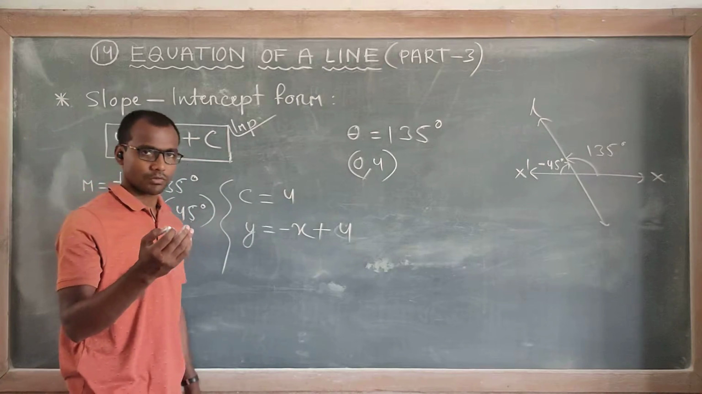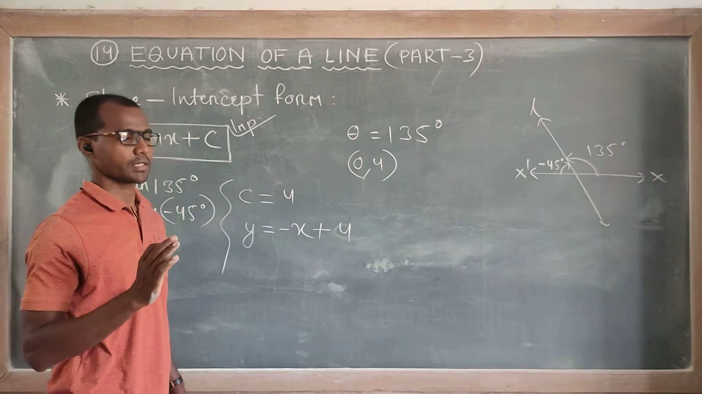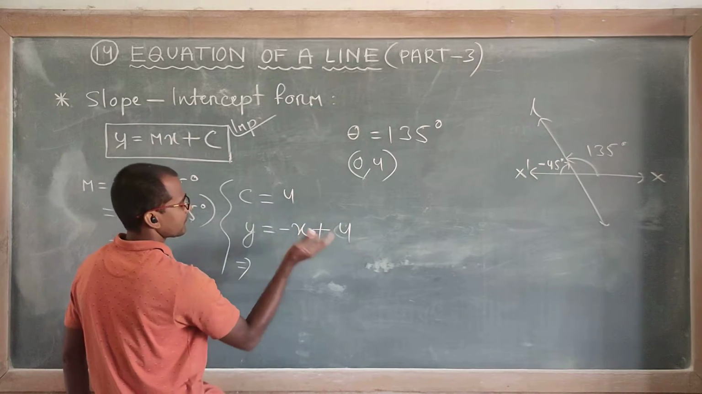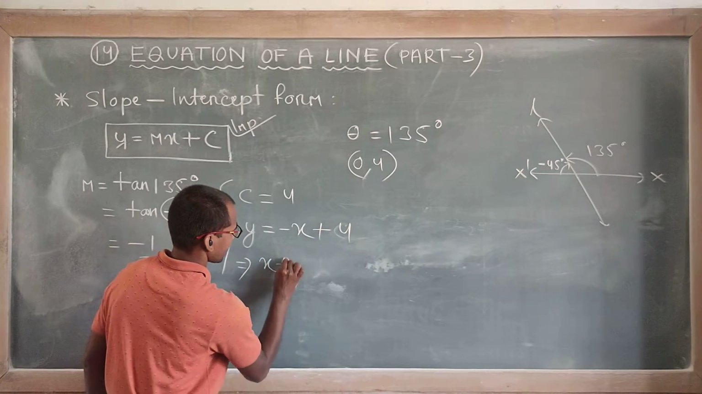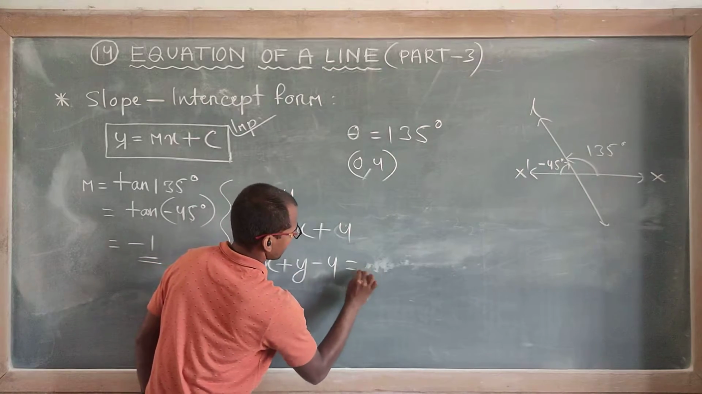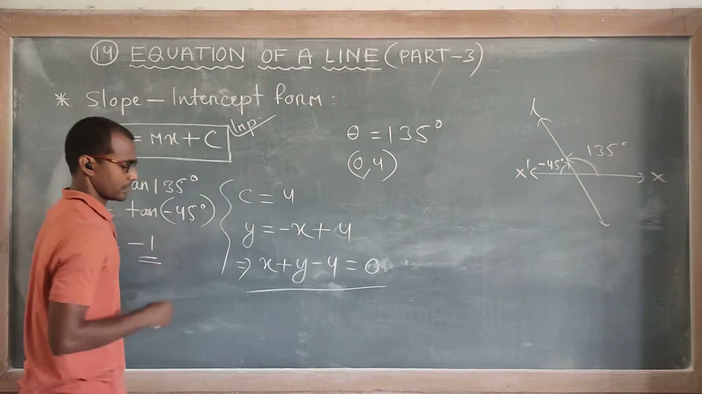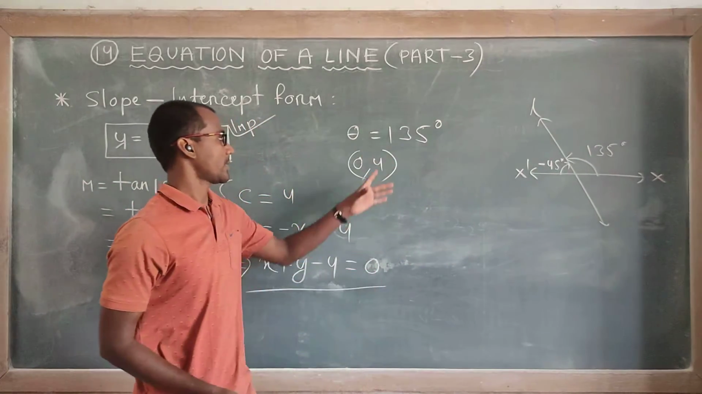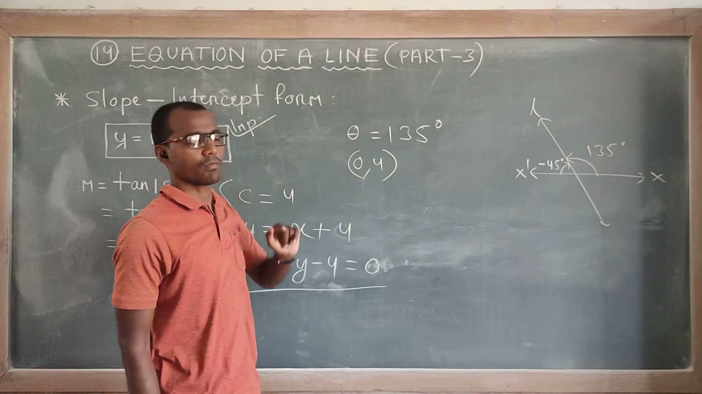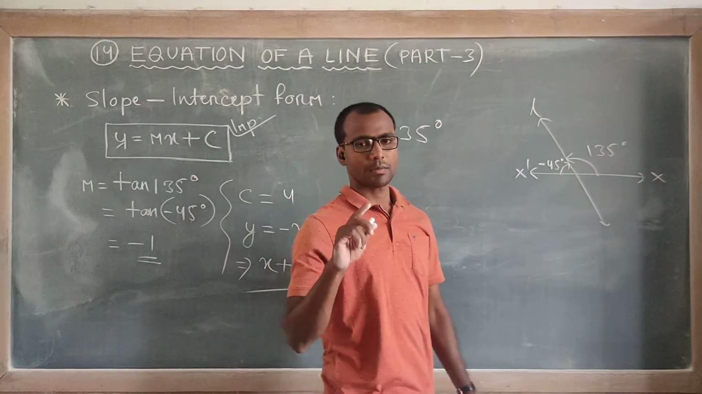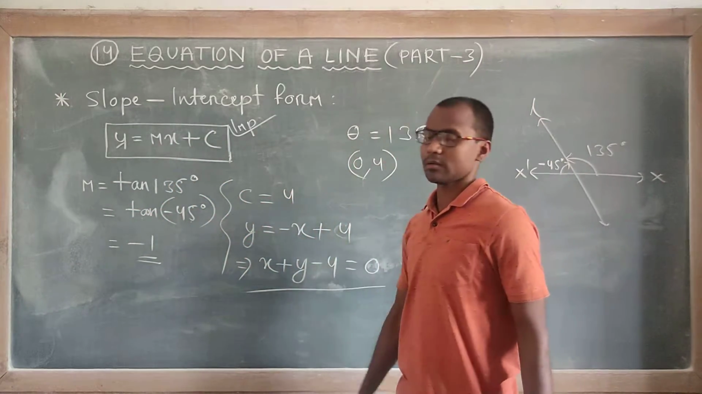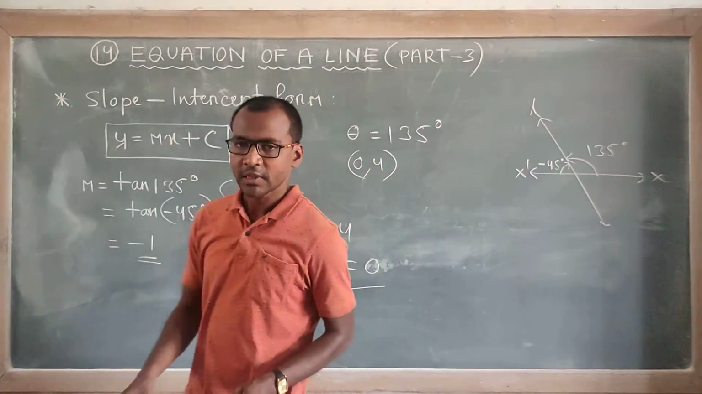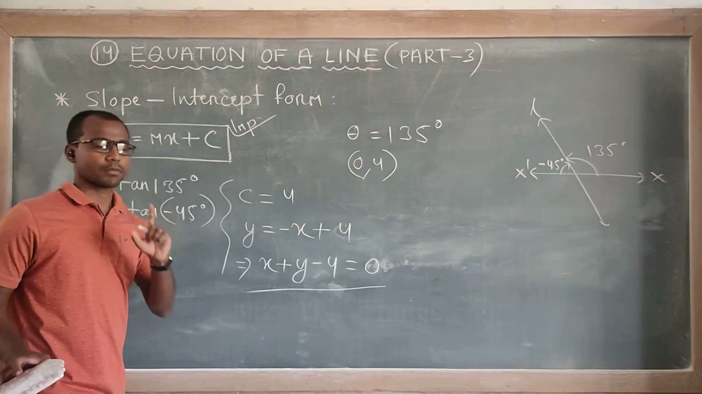If we want to convert it into the standard form, that is the ax plus by plus c form, then you can convert like this, putting everything to the left: x plus y minus 4 is equal to 0. So this is the equation of the line whose data had been given, theta 135 degrees and the point 0, 4. So every point on that line will satisfy this equation, and every point satisfying this equation will lie on the line. So this is the first form, slope intercept form.